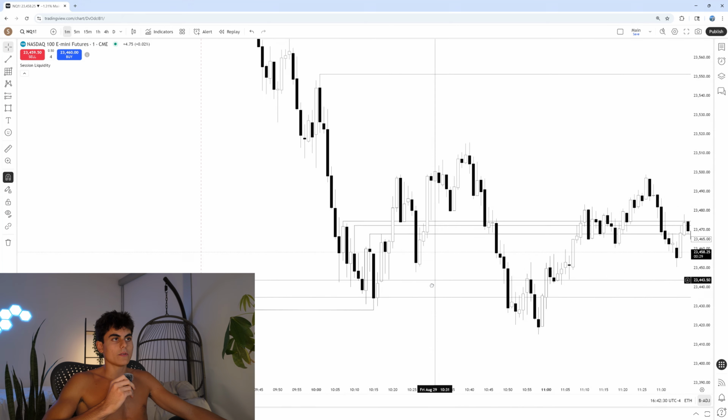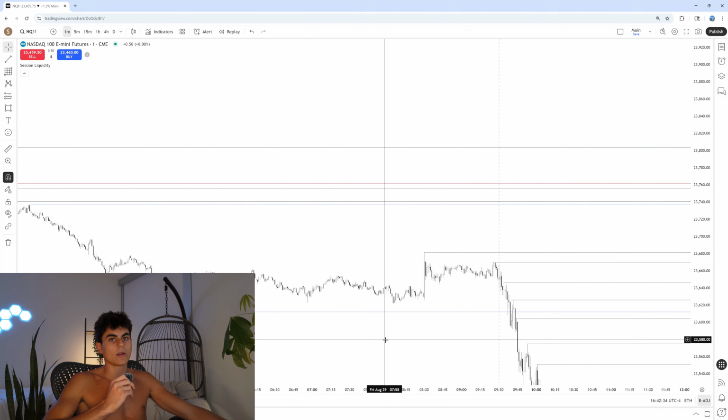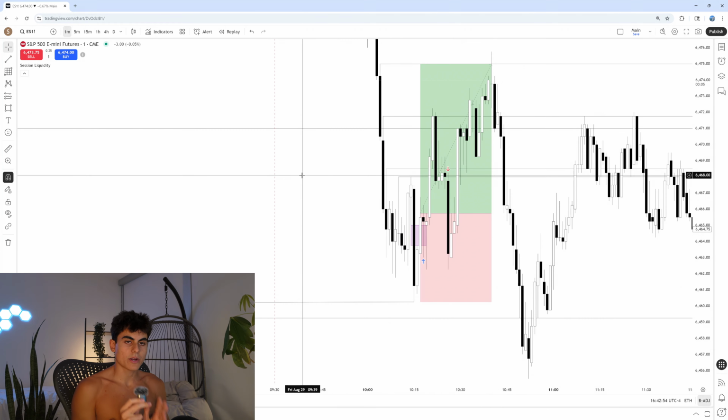Here, obviously, we have a bunch of 1 minute liquidity points, highs. I'm not going to target all the way up there. You also have to observe price action. These days are not the easiest. If you're not confident, don't get in.